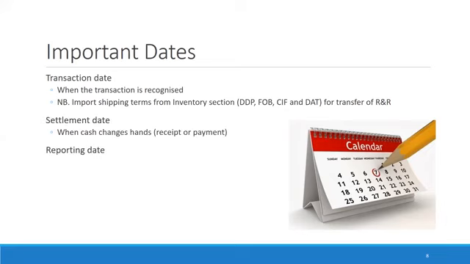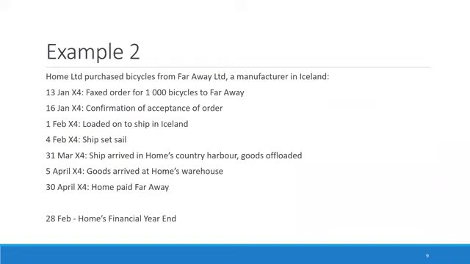We also have the settlement date. The settlement date is when cash in fact changes hands. So we're either receiving money or paying money depending on whether we are importing or exporting. Also, our reporting date or financial year end is going to impact our translation for any foreign creditor or any forward exchange contract. And so these three dates are going to be vital in what we're looking for in each of our questions. We're now going to work through an example.